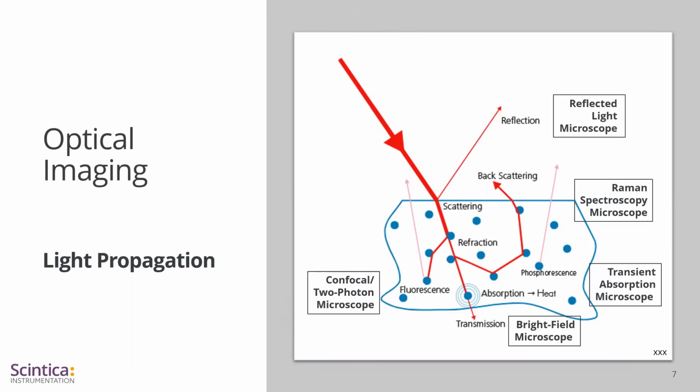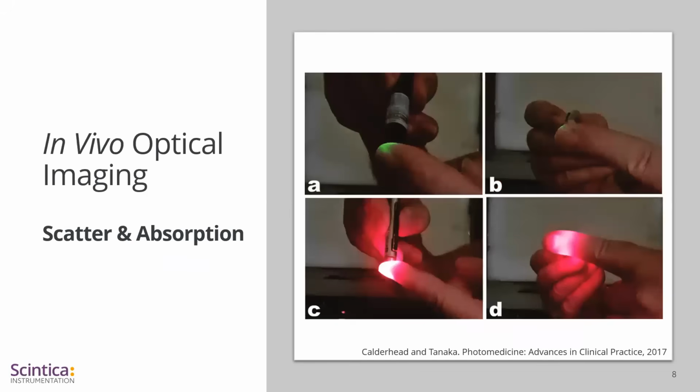These properties also depend on the medium that the light travels through and on the wavelength of the light. The properties that mostly influence penetration depth are scatter and absorption. This can be demonstrated in the medium that is of interest to us here, which is in vivo tissue, using a simple experiment with laser pointers of different colors.